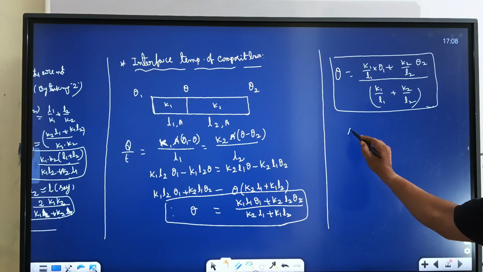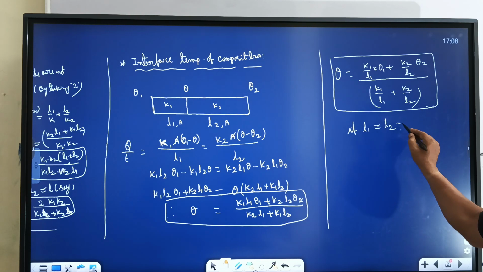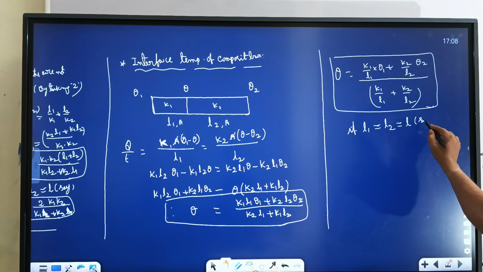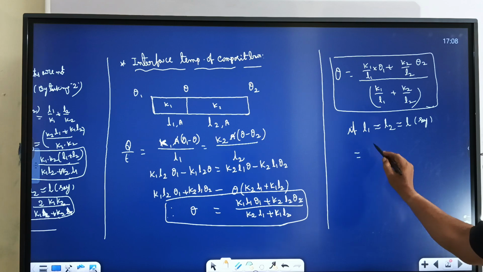Now suppose L1 is equal to L2, that is equal to L, say. Then what is going to happen? Now all these are equal, L1 and L2, so the L's are equal, and the remaining part can be done.